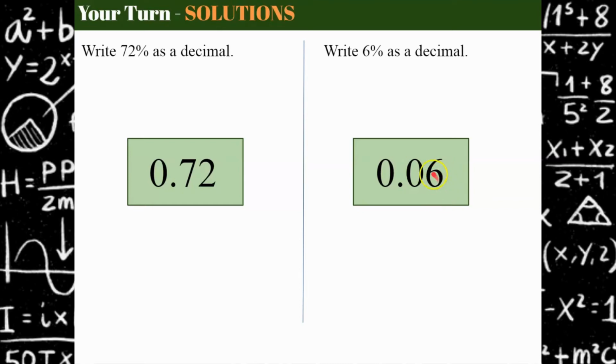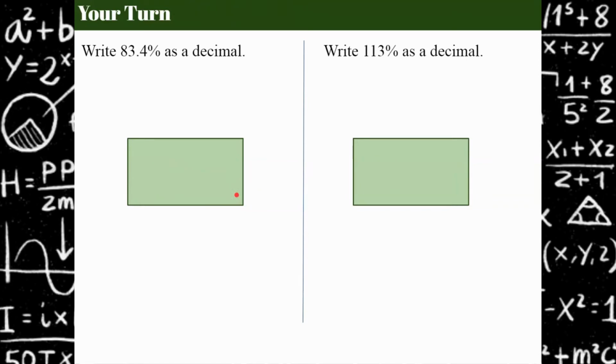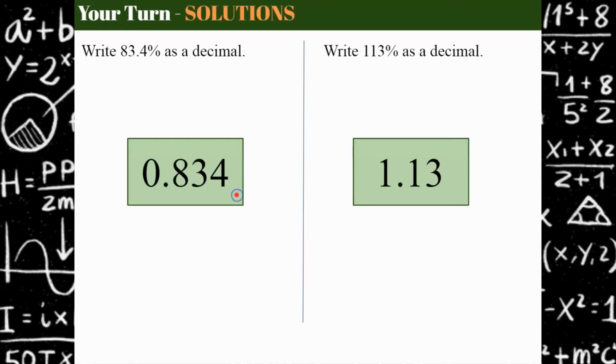6 100ths. This is the hundredths digit. Ones, tens, tenths, hundredths. 6 hundredths. 72 hundredths. So if you think about what you're writing at the same time that you're doing this, it will make sense. Try these. Pause, come back and hit play when you're ready to check your work. Welcome back. Let's see how you did.